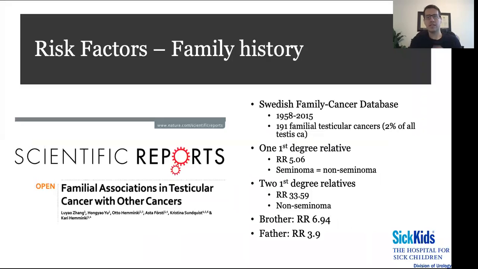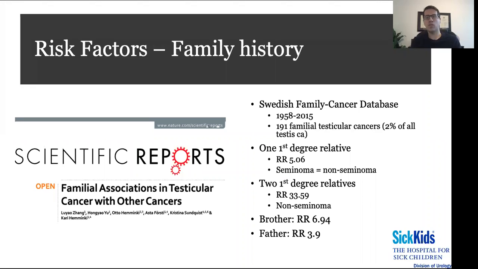Family history of testicular cancer is also very important. So this study, which is also a Swedish study, and it was published in Nature in 2018, exposes this risk. So this is from a family cancer database in Sweden, and this was assessed from 1958 to 2015. And a total of 191 familial testicular cancers were identified, which represented 2% of all the testicular cancers.